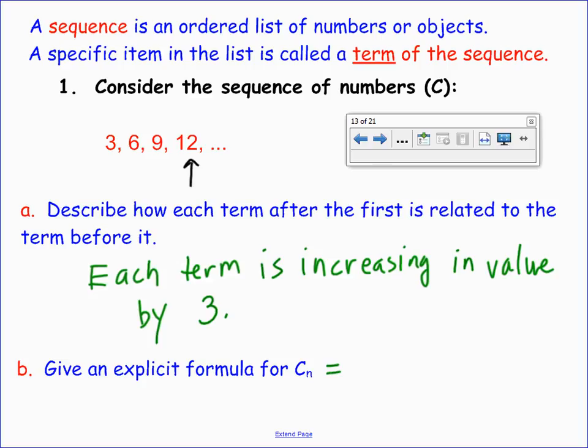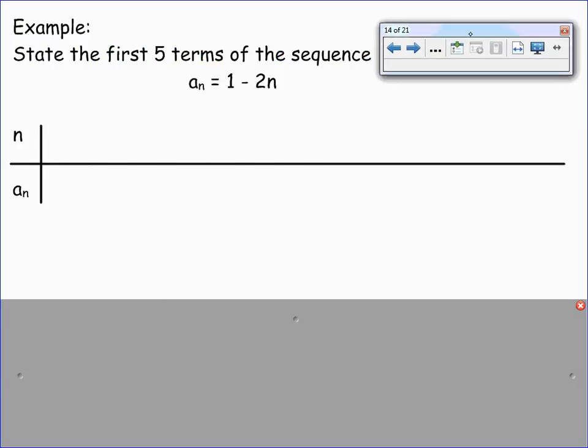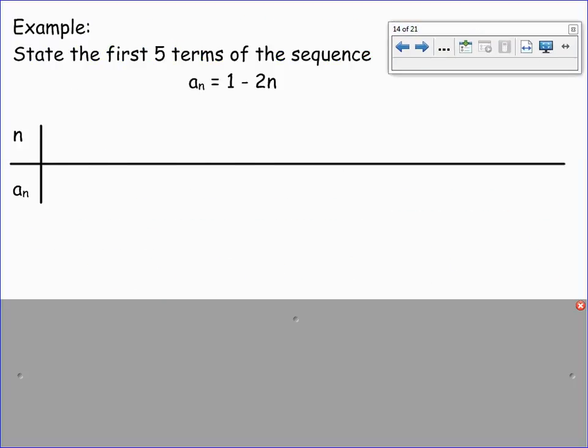Max? 3n. 3n, let's go ahead and check. When I plug in 3 for n, my term number, it should spit out 9. Does it? Oh yeah, 3 times 3 is 9. When I plug in 4 for term 4, it spits out 3 times 4 is 12. Hey, this works. Good job. Thank you, Max.